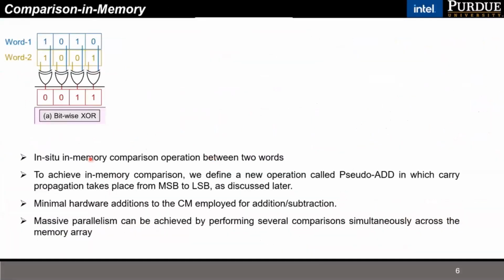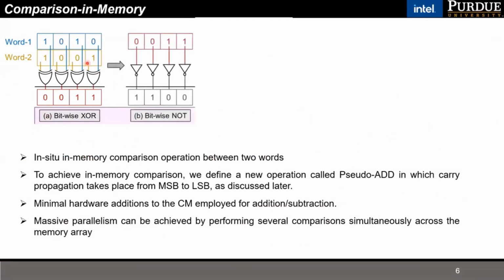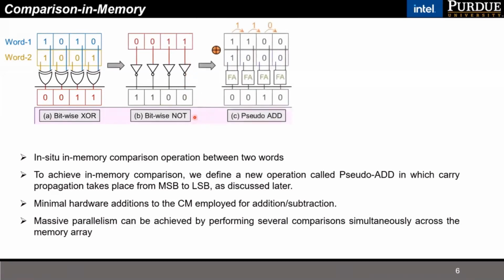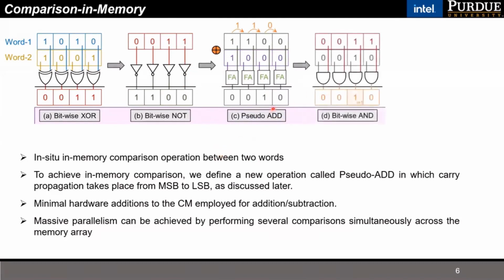Now, we also propose a novel approach to perform in situ comparison in memory. An example has been shown here for two words. We first perform bitwise XOR between the two words, the output of which is sent through a NOT gate. The output of the NOT operation is then pseudo-added with a fixed word, where a pseudo add operation consists of ripple carry propagation from left to right instead of right to left, which is done in standard ripple carry adders. Then the output of the pseudo add is bitwise ANDed with the initial XOR output.